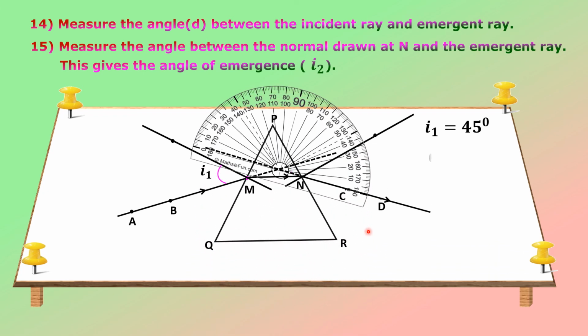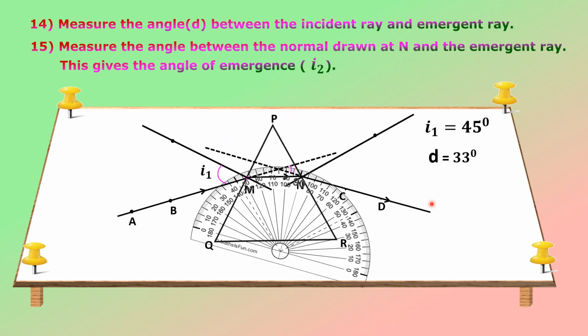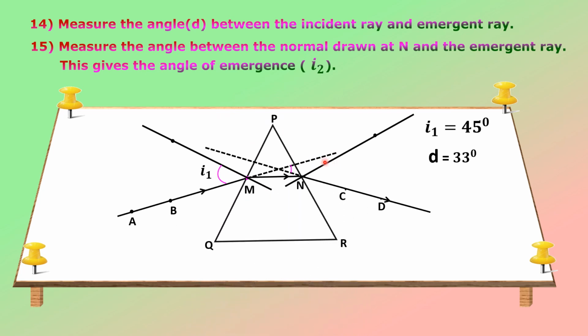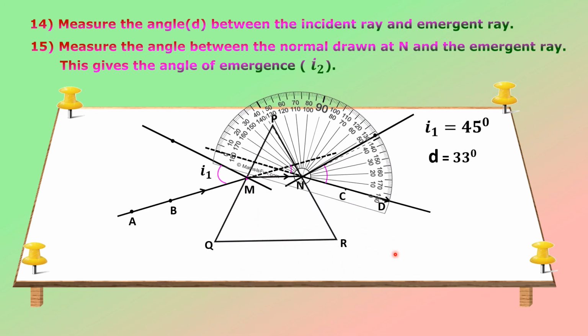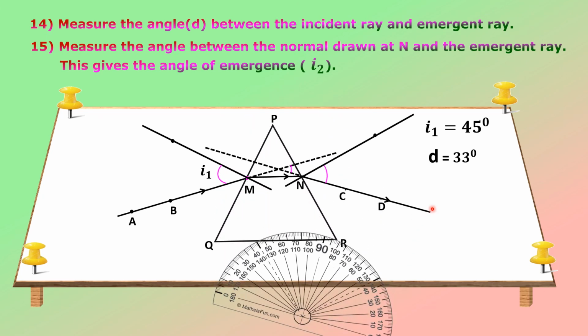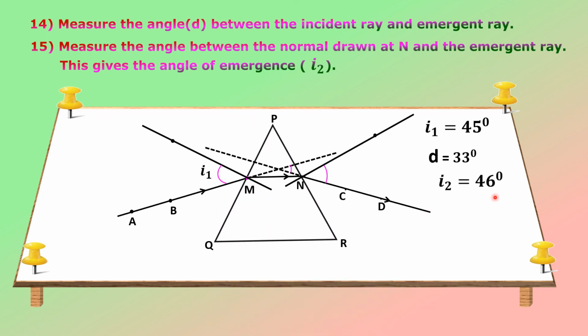So here it is 33 degrees. The angle of deviation has further decreased compared to the earlier case. And let us measure the angle of emergence. Here I2 is 46 degrees.